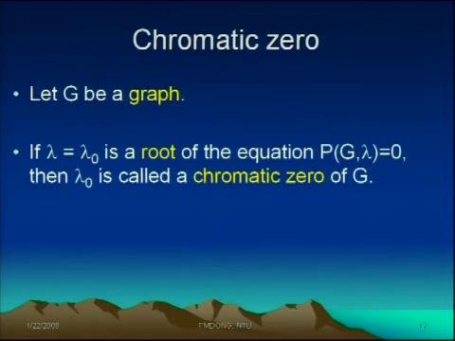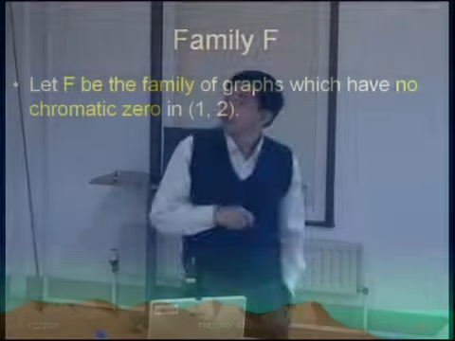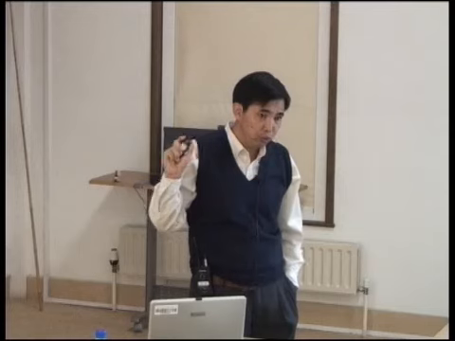Now I want to define chromatic zero. A chromatic zero is just a root of the chromatic polynomial of the graph. Now I need to define a family of graphs, which we will use later. We always use F to represent the family of graphs which have no real zeros between 1 and 2. This family includes all graphs, which may be disconnected or connected, but they are not bridgeless.